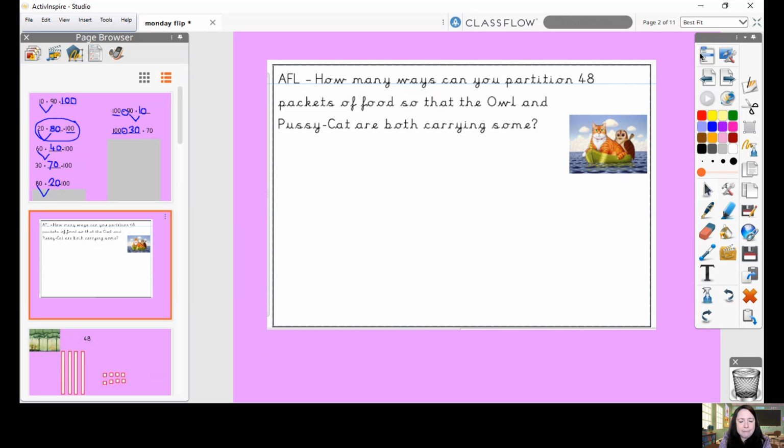So I'll just read that again. How many ways can you partition 48 packets of food so that the owl and the pussycat are both carrying some? Pause the video here, and then when you're ready, press play.